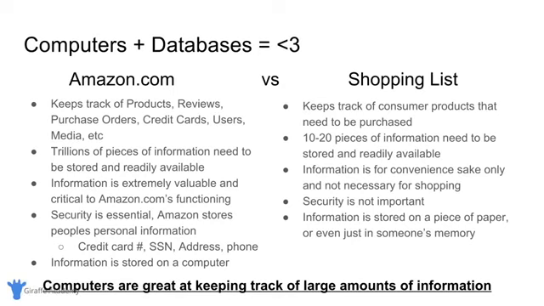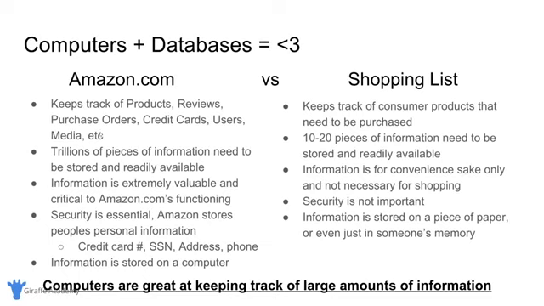Whereas with the shopping list, the information is stored maybe on a piece of paper, or it could even just be stored in someone's memory, right? So maybe you just memorized your shopping list, and that's where you're storing your shopping list database. So what I'm trying to show you guys is that a database doesn't just have to be on a computer, and it doesn't just have to be in your memory or on a piece of paper, right? Databases are in all of these different environments.